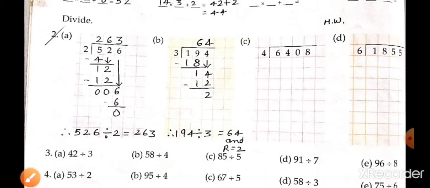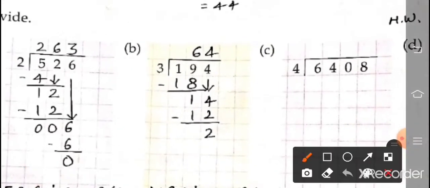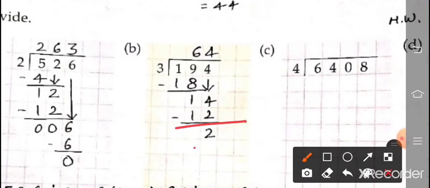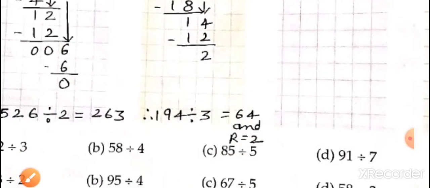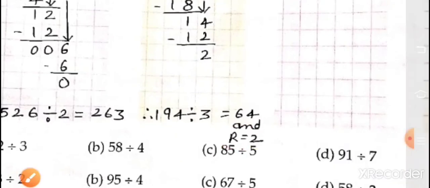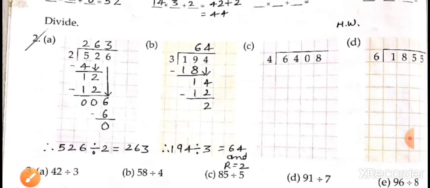Okay, now here B part, look, 194 divide by 3. So 3 6s are 18 first. Now subtract 9 minus 8, 1, 1 minus 1, 0. Now bring down 4 here. It becomes 14. 3 4s are 12. Okay, so subtract 4 minus 2, 2. So here remainder is 2. So answer quotient 64 and remainder 2. Okay, now C and D is your homework.